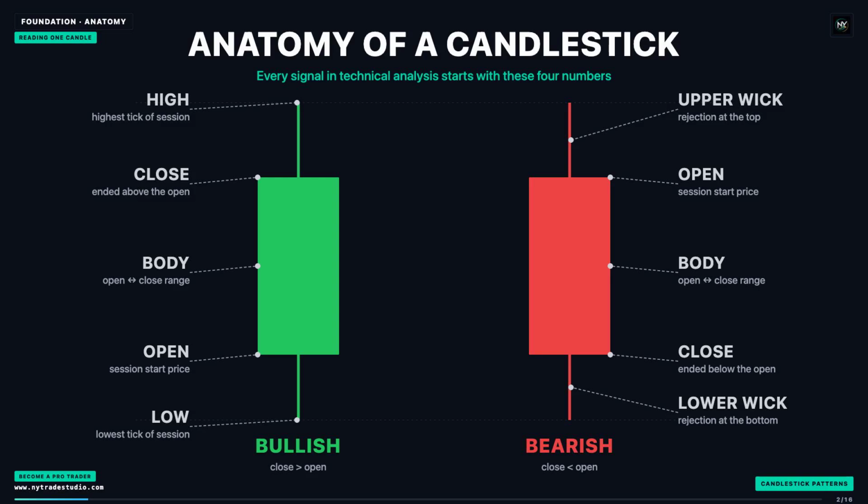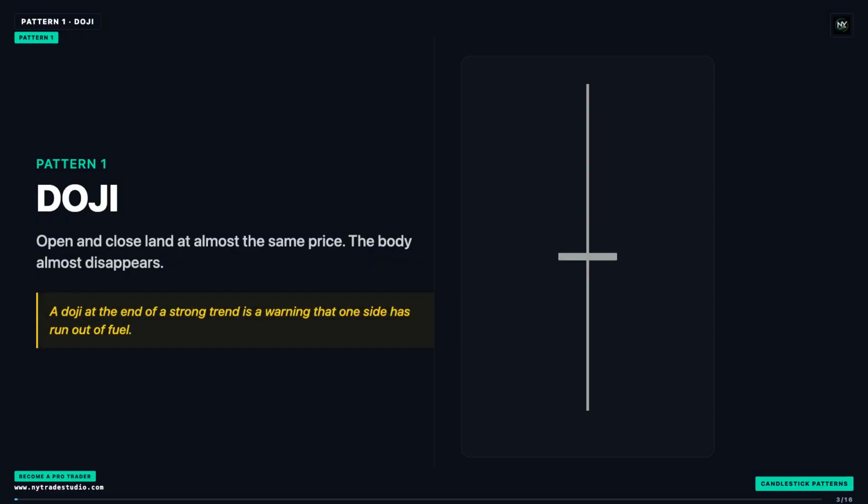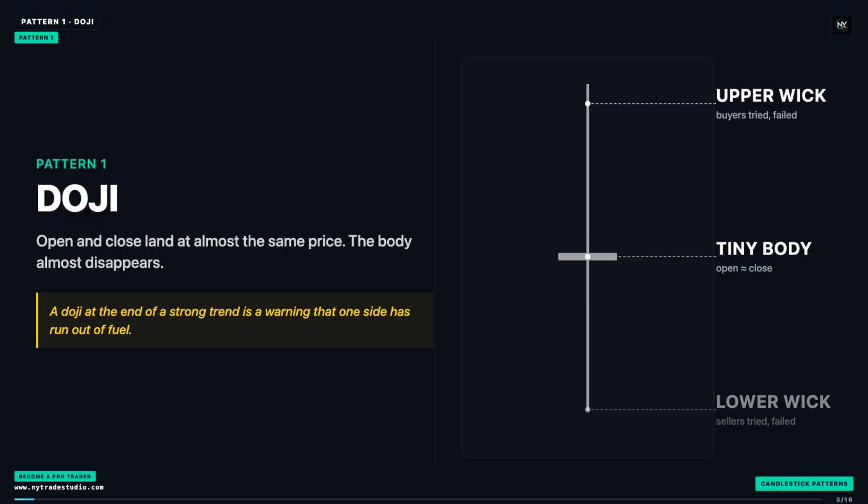Now let's go through the 5 patterns that matter most. A doji is a single candle where the open and close land at almost the same price. The body is tiny. Neither buyers nor sellers won the session. The long upper wick shows buyers tried to push the price higher and got rejected. The long lower wick shows sellers tried to push the price lower and got rejected too. Total indecision. By itself, the doji means nothing. Where it appears is what matters.